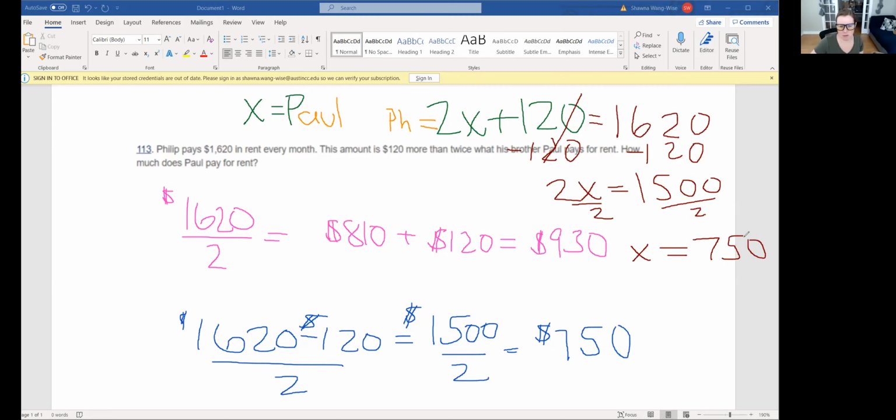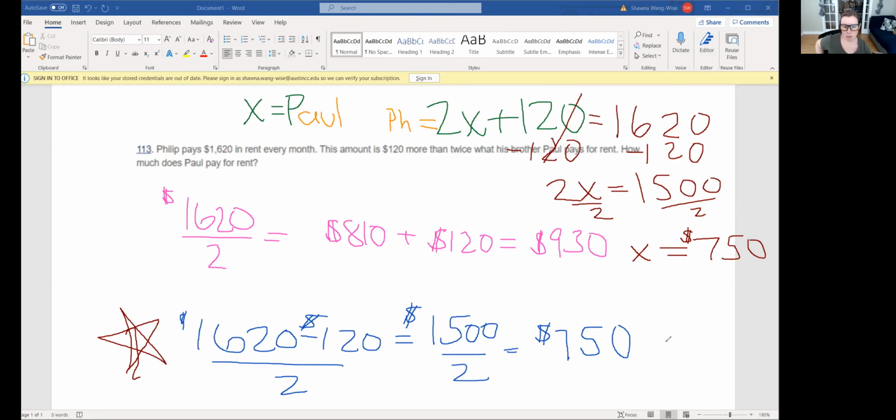All right. So 750 is who? Who pays 750? Paul. Okay, so we solved it this way, algebraically, and we got 750. So it looks like the second one was correct, right? The second one was correct.